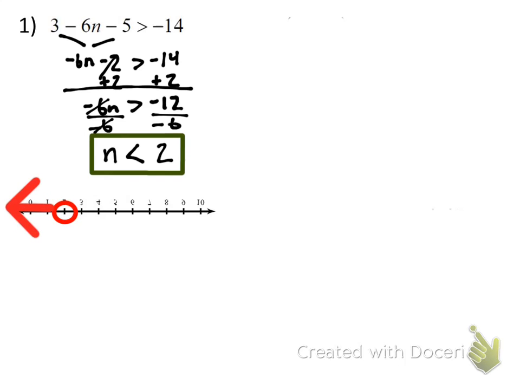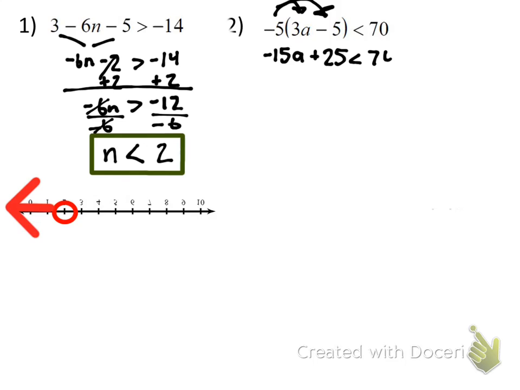Okay? I'll do number 2 now. Watch carefully. Number 2. It looks like we're going to have to use the distributive property. We have a coefficient of negative 5 out here. We're going to distribute the negative 5 into each of these 2 terms inside the binomial. So we have negative 15a plus 25 is less than 70.